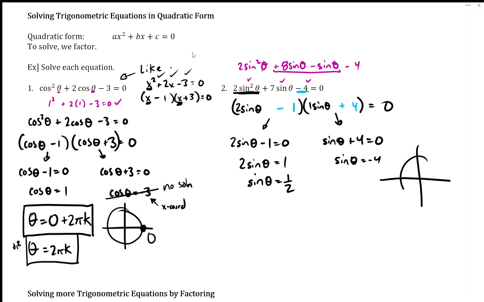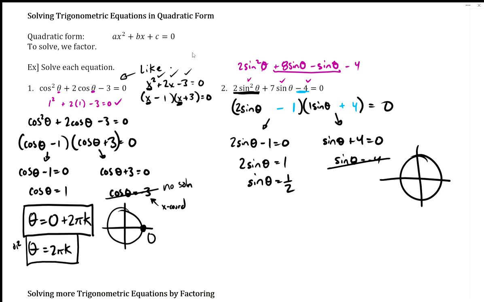And then the sine of theta equaling -4, it's kind of similar to what happened with the cosine of the previous problem. We can't have sine of theta be -4 because that's a y-coordinate. So -4 as a y-coordinate is not on the unit circle. So that means that one we don't care about. That happens quite a bit in these factoring problems where one of them kind of gets just thrown out. All right, but this other one is good.